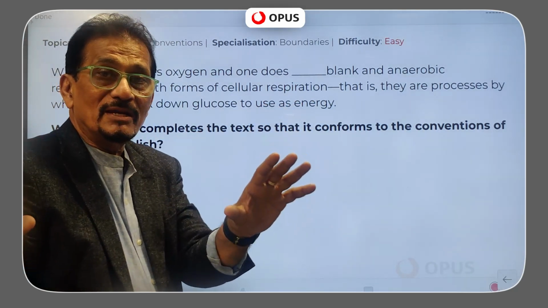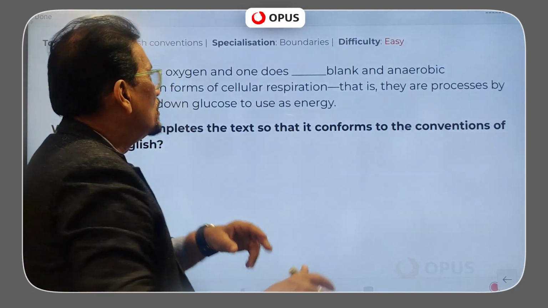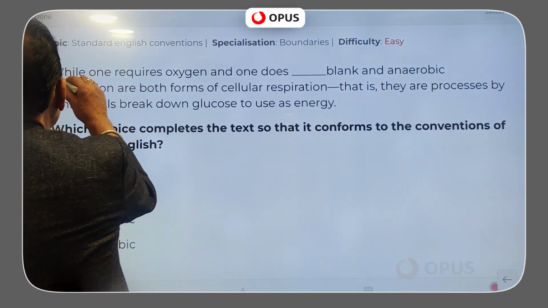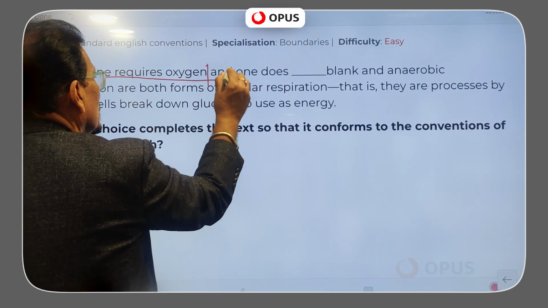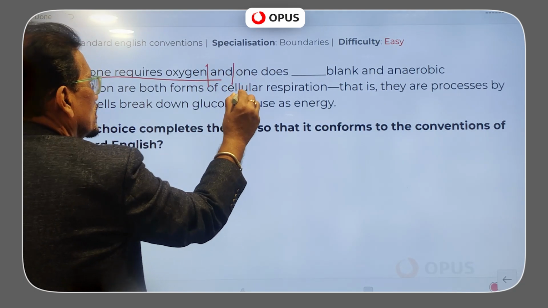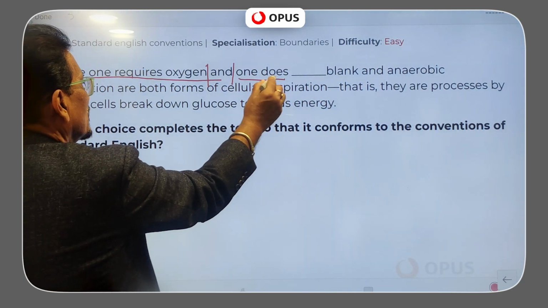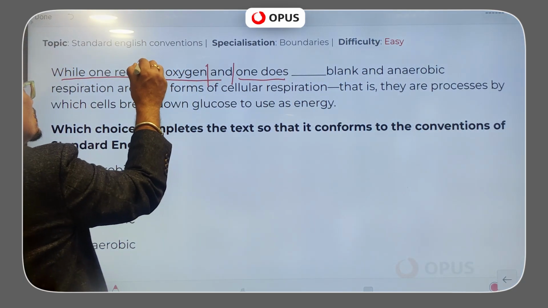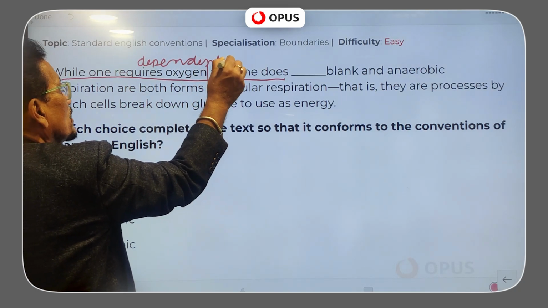We don't need to comprehend the entire thing. That is the most important thing in these questions, how to move fast. So we see over here that this particular part, "while one does not require oxygen," has a conjunction, "and one does." So this particular one is a dependent clause. That is the most important thing to understand.